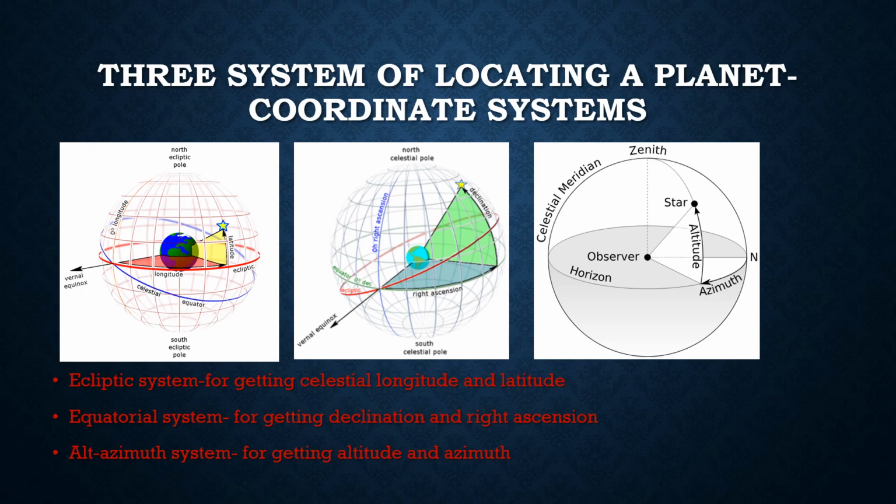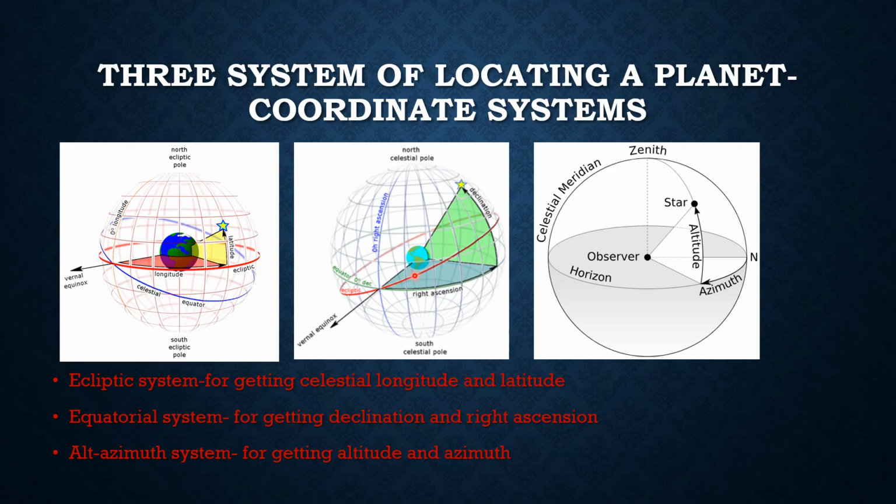So there are three systems of locating a planet that we have discussed so far. One is the ecliptic system, the other is the equatorial system, and then we have the alt-azimuth system. The ecliptic system is the one that we discussed for getting the celestial longitude and latitude. This, always remember, is with reference to the ecliptic. That's why it is called the ecliptic system.